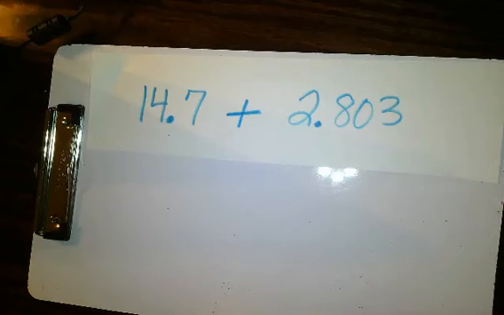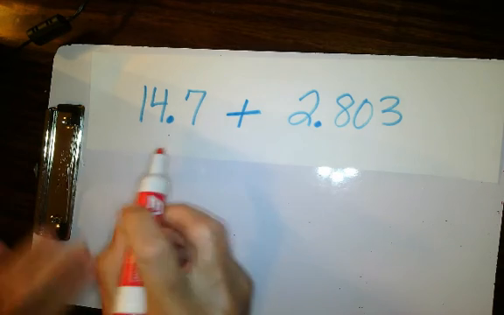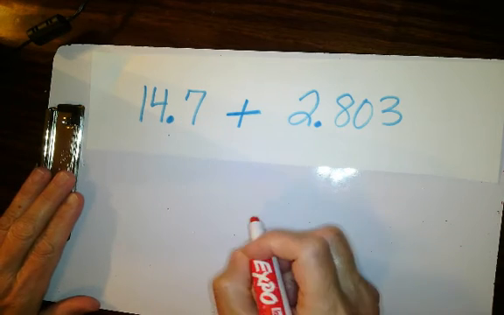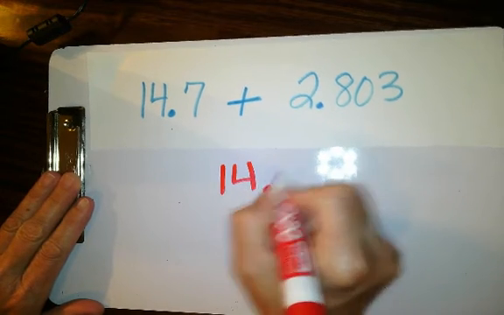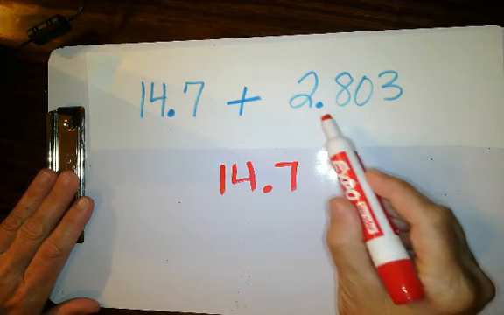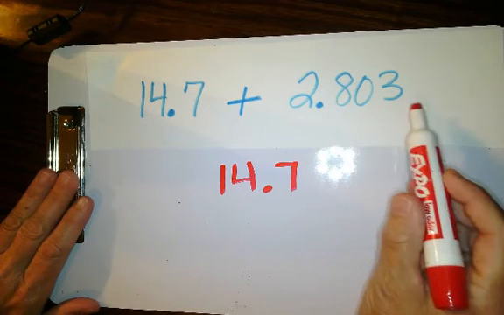Hey guys, let's review adding and subtracting decimals. Just like when you add and subtract whole numbers, make sure that you line up all of your numbers in the correct places. We have 14 and 7 tenths, and I'm going to add 2 and 803 thousandths.